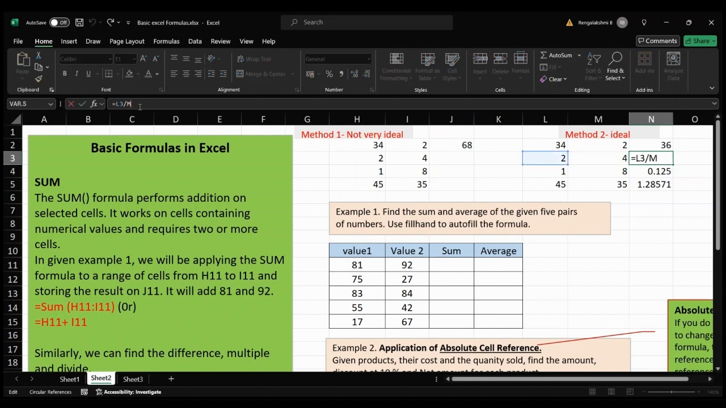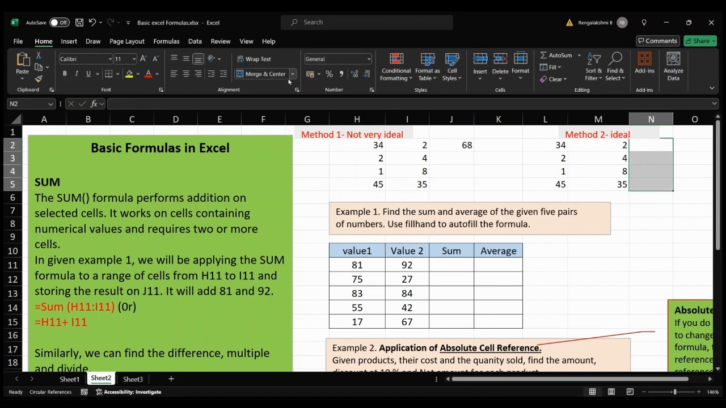Okay. So here I'll clear off everything so that you can have a clear understanding. I'll just write is equal to sum. Then inside the bracket I'll define the range of the cells. Here, this cell colon this cell.